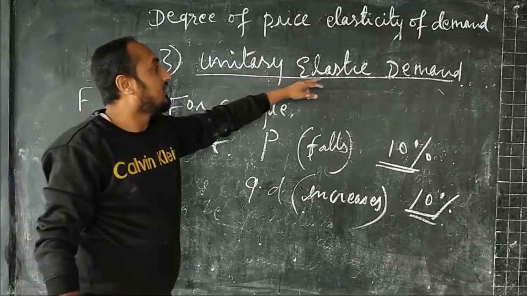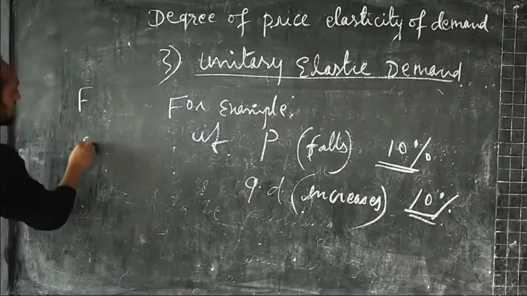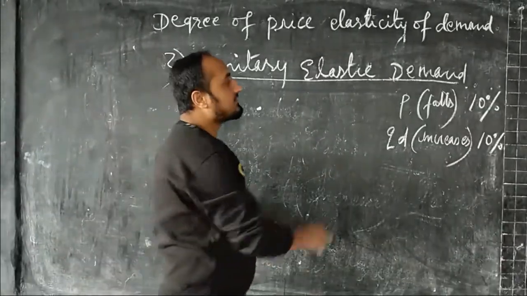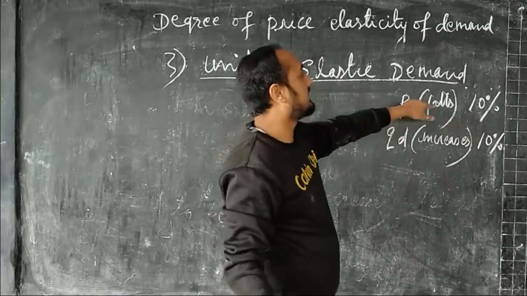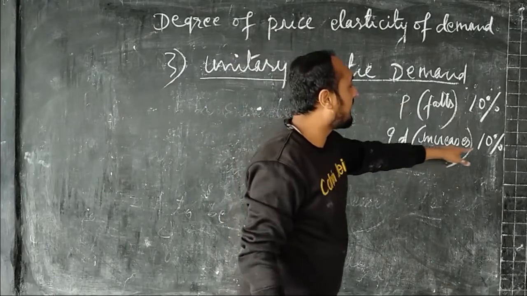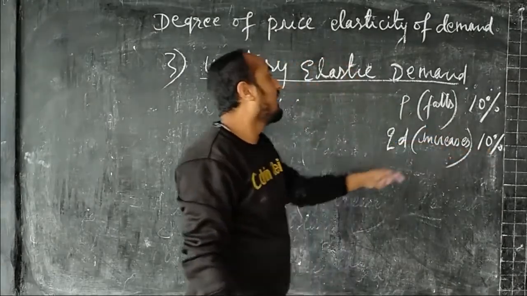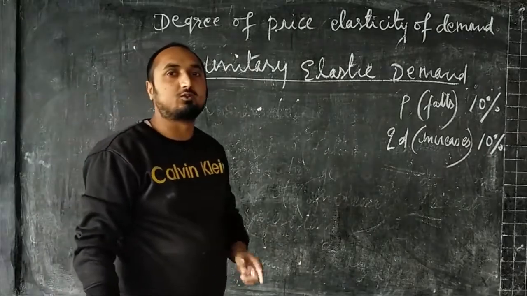Now, we can prove the value of price elasticity of demand is equal to 1 in the case of unitary elastic demand with the help of formula. We know that in the case of unitary elastic demand, the price falls by suppose 10%, then the quantity demand will increase by 10%. So here we will get the value of price elasticity of demand is equal to 1.